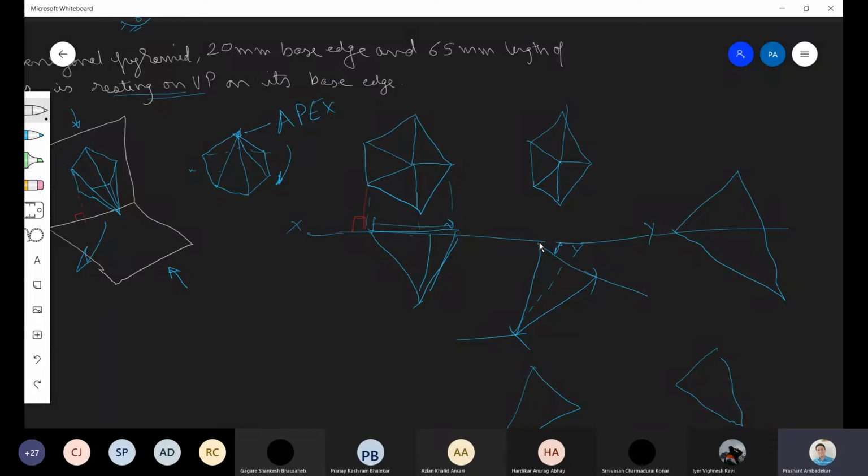Now, if this is touching the VP, then what we should have here? We should have a base here. Base means how many points? Base means 2 points. So here, if I want 2 points, I have to draw this perpendicular to this line. Then only these 2 points will come in one line.